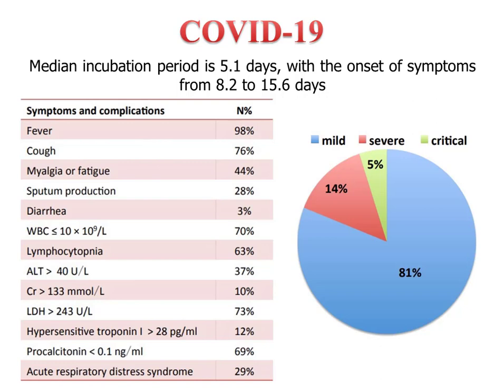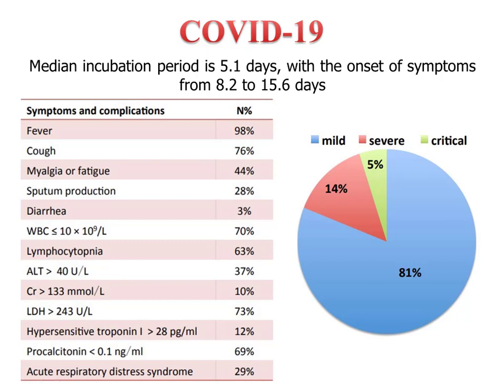So that's the common information about COVID-19. The median incubation period for now is around 5 days, with the onset of symptoms from 8 to 15 days. As you can see here, in the common statistics in the world, around 81% have a mild course or even a course without symptoms at all, or just a mild cold or mild sore throat. 14% have a severe course, meaning viral pneumonia, and just 5% require critical care, intensive care unit care, and most probably this population is at significant risk of fatal outcome.